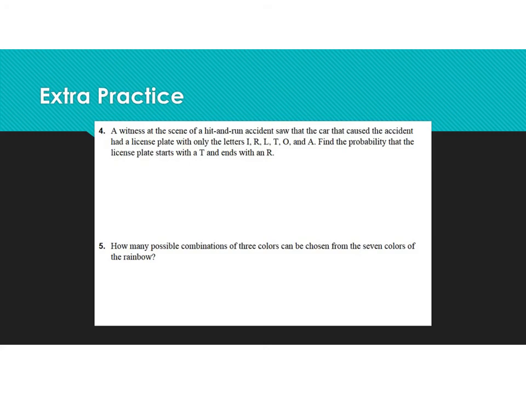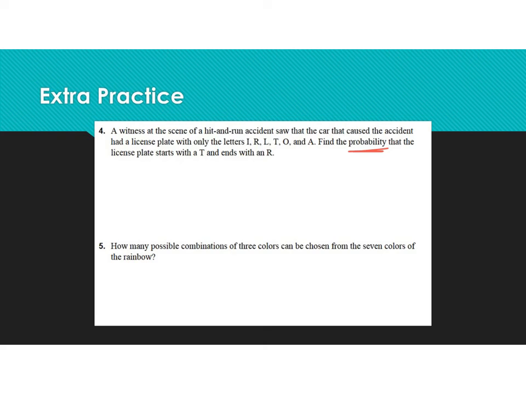All right, let's look at number 4. A witness at a scene of a hit-and-run accident saw the car that caused the accident had a license plate with only the letters I, R, L, T, O, and A. Okay, but we don't know what order those letters were in, so we want the probability. This is the first one we've done that's asked for a probability. Everything else just asked for a total number of outcomes. Find the probability that the license plate starts with a T and ends with an R.